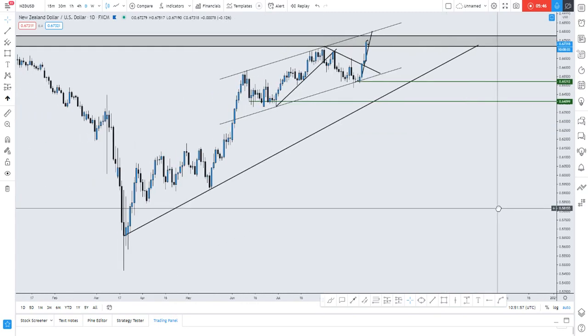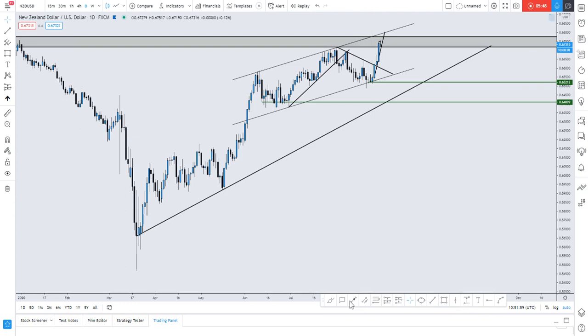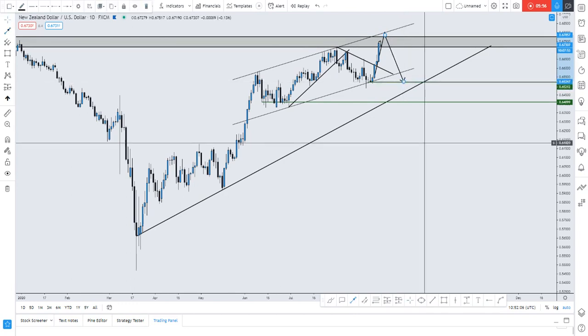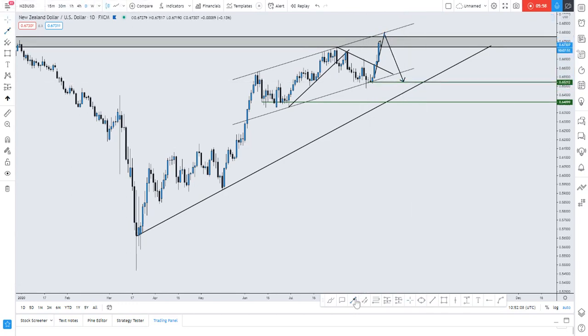So I will look to go short on NZDUSD if all my trading criteria fall in place. That would be my bias on NZDUSD, just to go short on it.